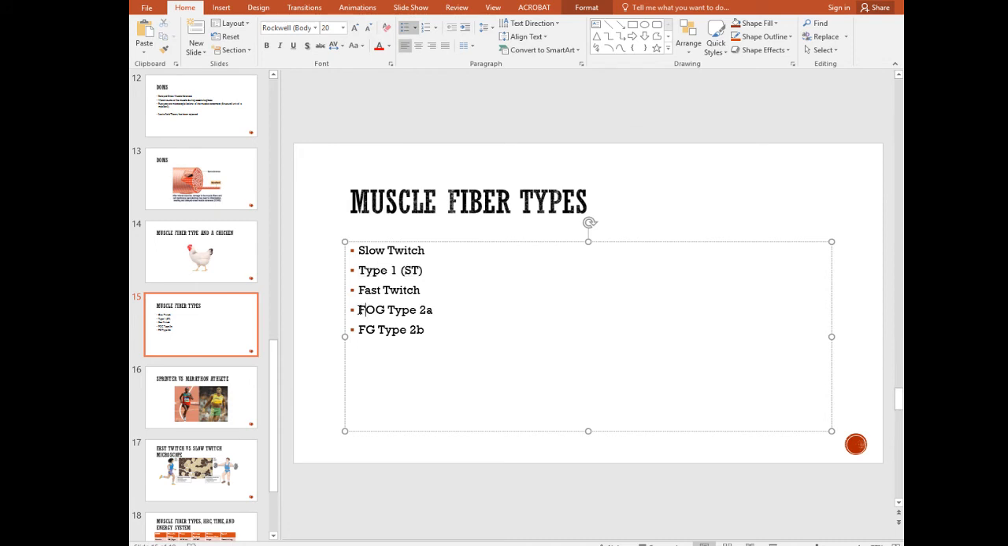Now we have fast twitch oxidative glycolytic, a different type of muscle fiber. This is type 2A. This would be more me, right? So I do a lot of muscle endurance activities. I'm not necessarily slow twitch. I'm not necessarily fast twitch. I'm toned, and I can do push-ups and lunges and sit-ups. I can do a lot of them, right? I can do a lot of muscle endurance activities. I'm fast twitch oxidative glycolytic.